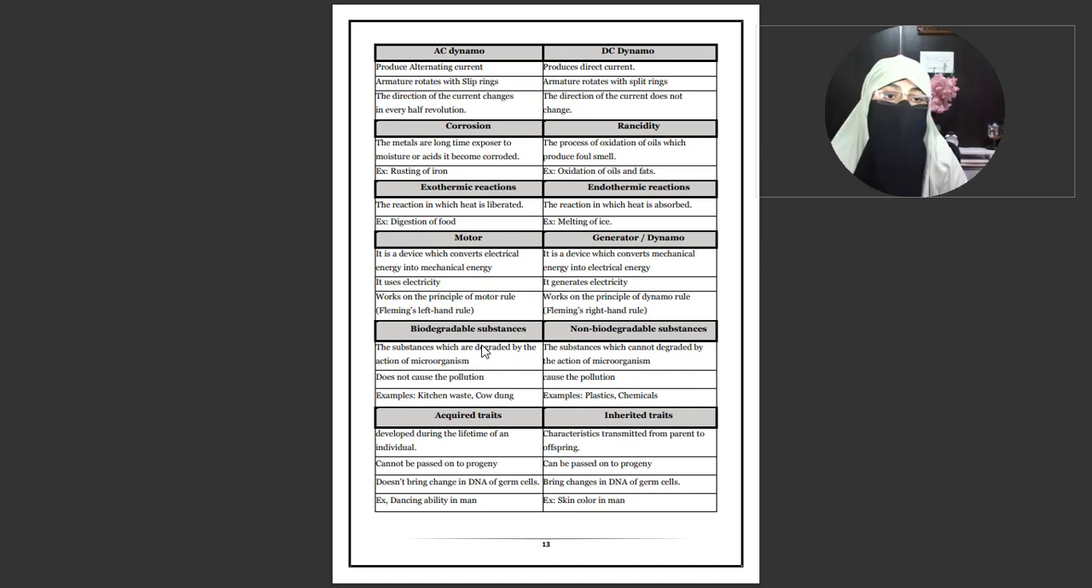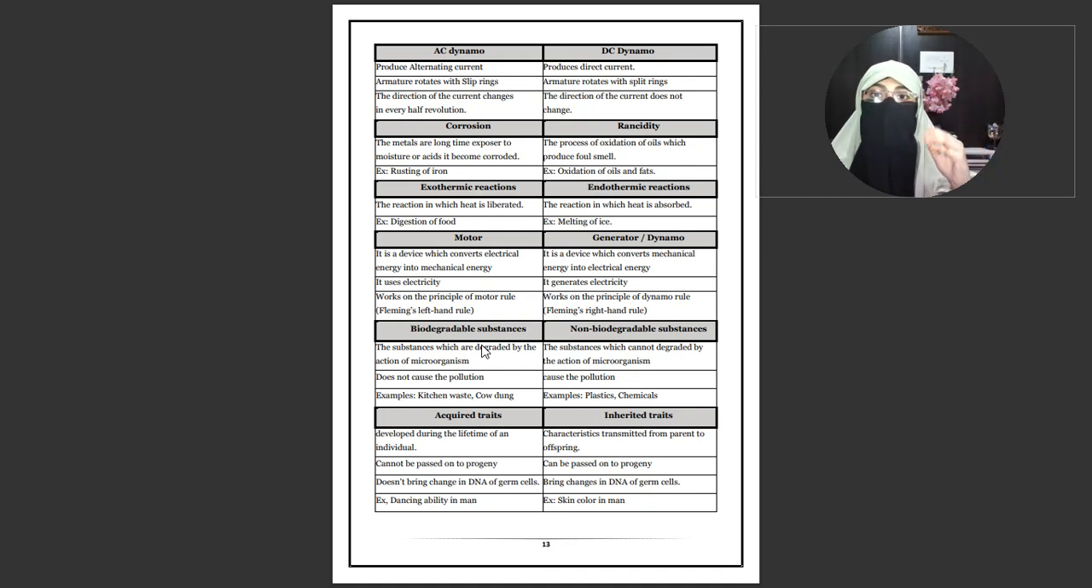Then corrosion and rancidity. What are corrosion and rancidity? Corrosion happens to metals. Metals which have long-time exposure to moisture get corroded, rusted. Then rancidity is the process of oxidation of oils. That is, the oil in food products gets oxidized, and then a foul smell is observed. That is why the packets of food are always filled with nitrogen gas.